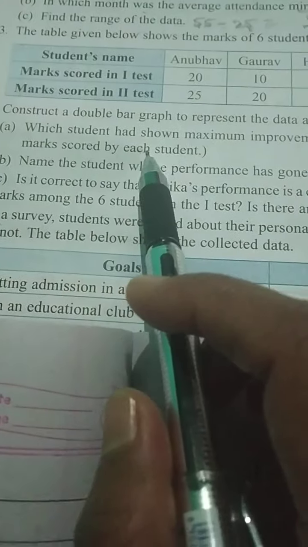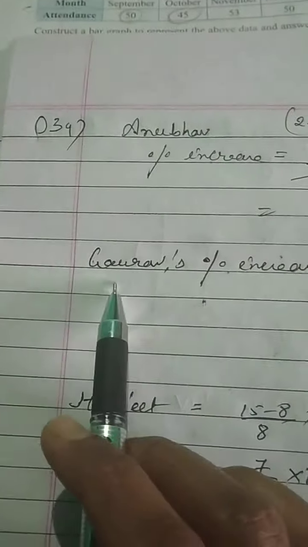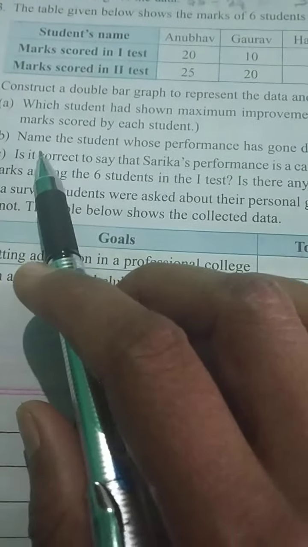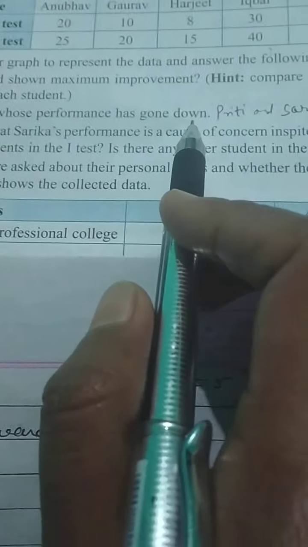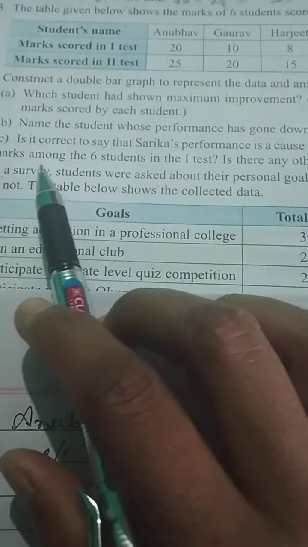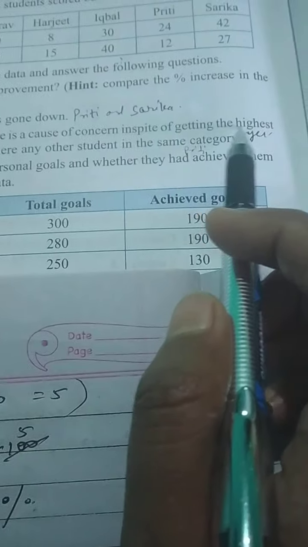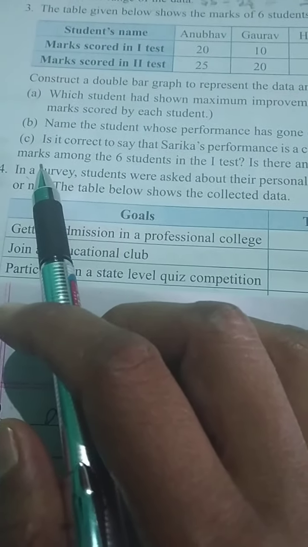Can you do this? Now questions. Which student had shown maximum improvement? You can see maximum improvement is 100%, Gaurav. So you will write Gaurav got maximum improvement. Name the student whose performance has gone down. Preeti and Sarika. Okay. And is it correct to say that Sarika's performance is a cause of concern in spite of getting the highest marks?